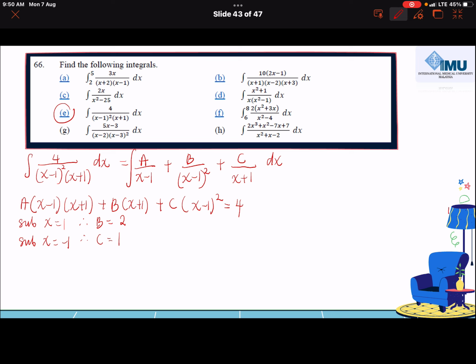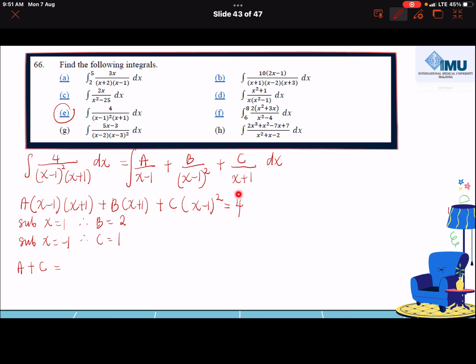Let's try to do comparing. Now, how to do comparing? Let's look into your x squared term. A, if you multiply by x and x again, yes, indeed, you will get the x squared term. Is there anything else? Yes, the C. If you notice, (x minus 1) power of 2, if you expand by multiplying with C, C also will be an x squared term.